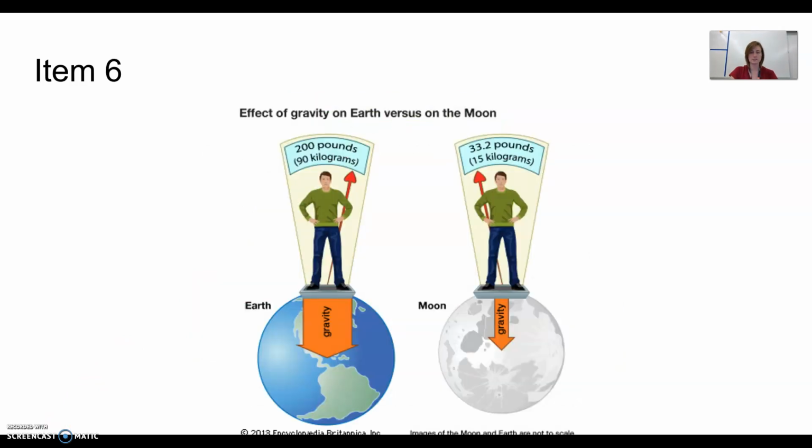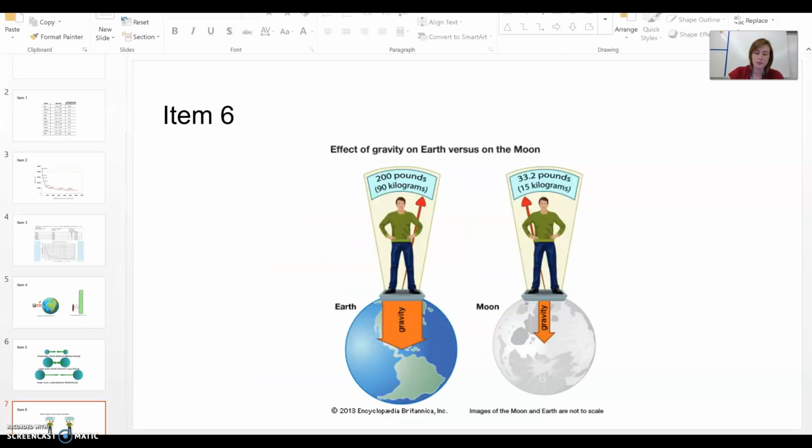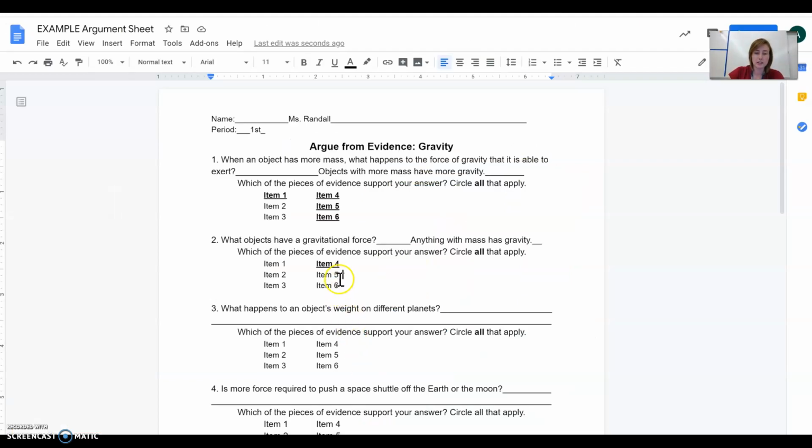Let's go ahead and look at 6. Item 6 is showing us that a man weighs a different amount on Earth and the Moon because Earth and the Moon have different gravitational pulls because they have different masses. You could use that to support it too, but again, it's not as clear as item 4. So item 4 is the most important one to have highlighted here. I'm also going to highlight 5 because I think that one could be used to support it. But I'm just going to do 4 and 5. If you wanted to do more, you can. Just make sure you have reasoning to support why that evidence helps you answer that question, okay?